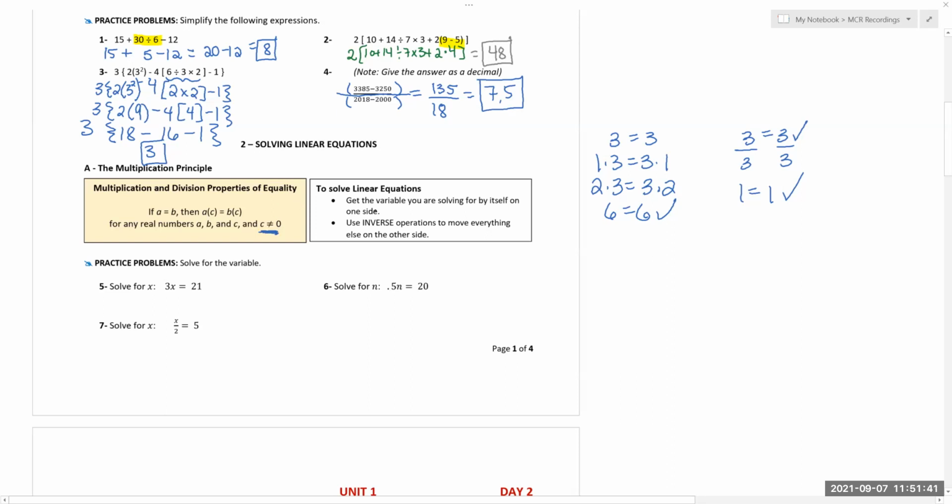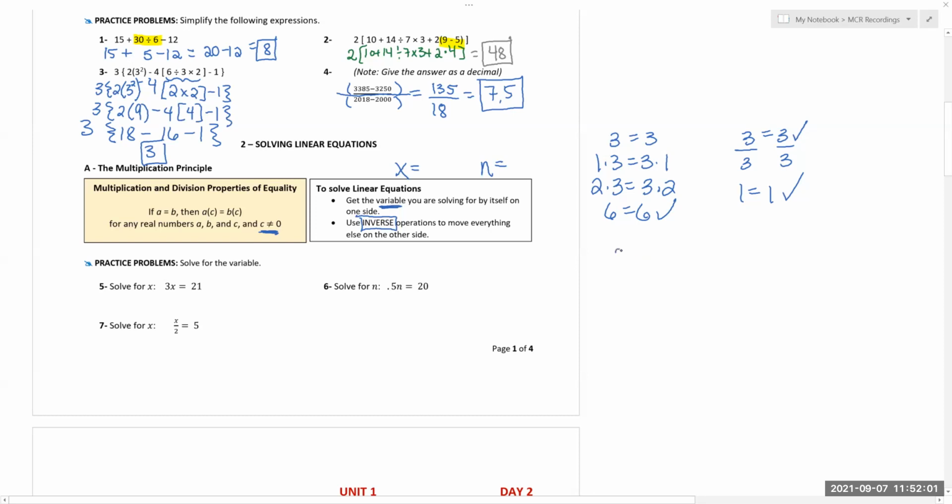So with that in mind, if I want to solve a linear equation, I want to get the variable on one side all by itself. So I want something like x equals n equals. And how you do that is with inverse operations, moving in reverse order of operations.